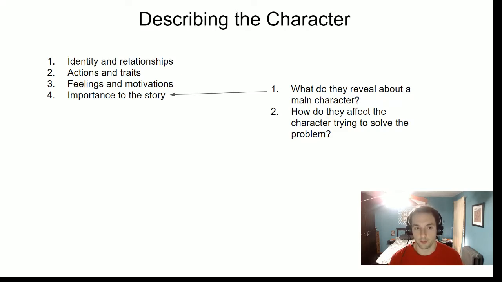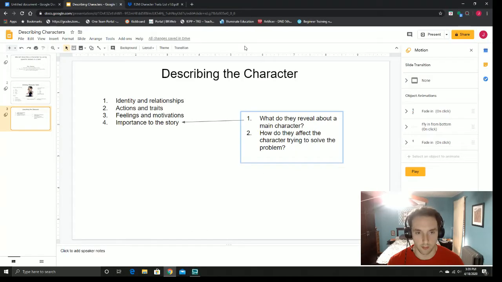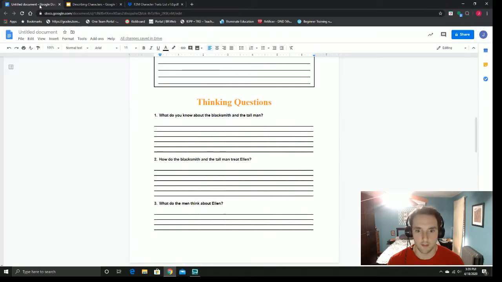And so when we're thinking about why characters are important to the story, these are the two things that we should be thinking the most about. All right. Now that we've reviewed this, let's dive in.